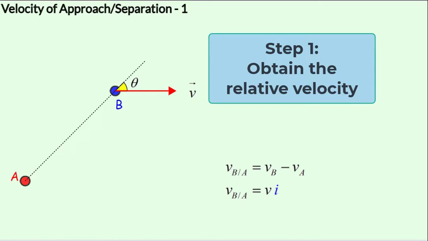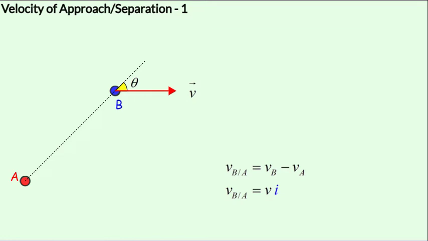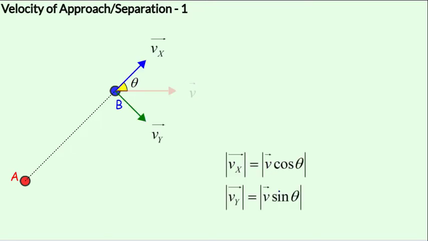Now that we have found the relative velocity of B with respect to A, let's find the velocity of approach or separation. In order to find it, we first take the relative velocity vector v in this case and resolve it into its components, one along the line joining A and B, and the other perpendicular to the line joining A and B.